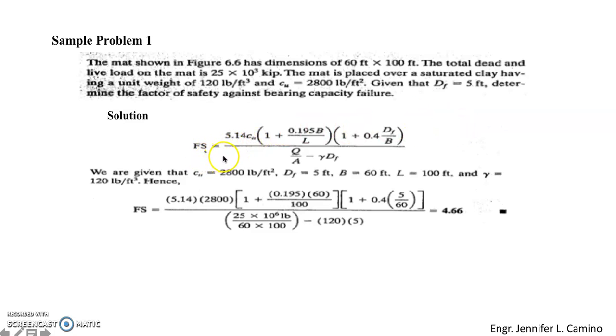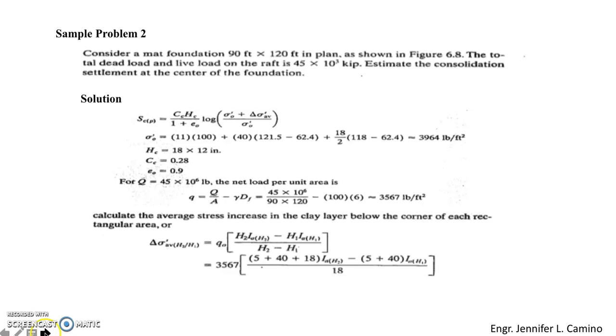So you're going to make use of this equation. You have a mat foundation that is constructed over a saturated clay. So using this equation, you are given the parameters: the value for B, the value for L, the depth of the foundation, the total load applied, the area of the foundation, and the unit weight. You simply have to substitute into this equation, and you are going to obtain the factor of safety, which is 4.66.